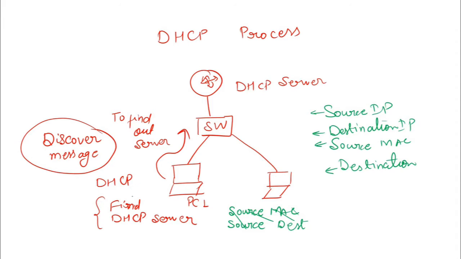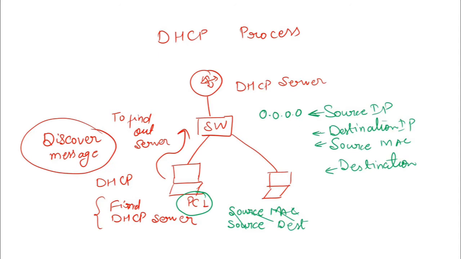Source IP: because this request is being sent from PC1, and it is still running DHCP, it has no IP address, so it will send the IP address as 0.0.0.0, because it's still in the phase of assignment of the IP.